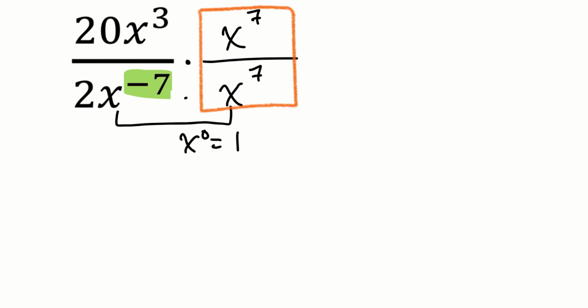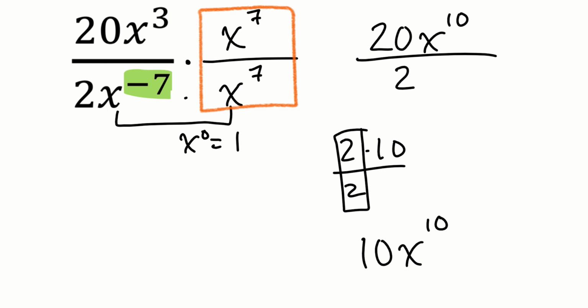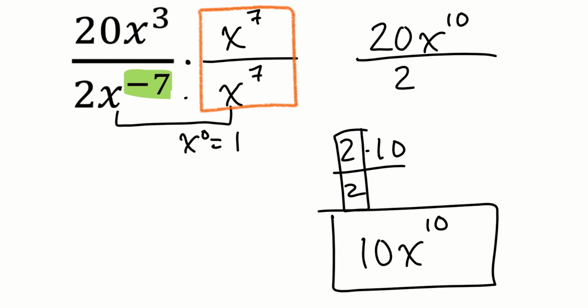Okay, so across the top then in my numerator, I have 20 times x to the 10th power, and across my denominator, I have just the number 2. So if I was to simplify this one step further, I know what 20 divided by 2 is, right? 20 is 2 times 10 divided by 2. I know that 20 divided by 2 is 10. So I can write this as 10 times x to the 10th power. So this is my answer for part B, 10 times x to the 10th power. Notice how we got rid of the negative exponent.